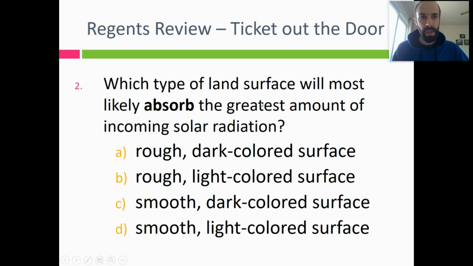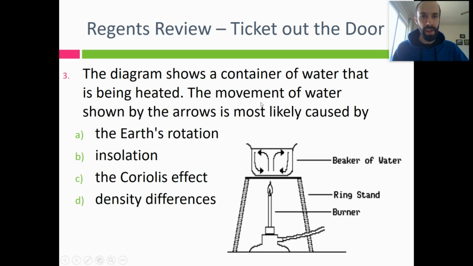And number 3, the diagram here shows a container of water being heated by the Bunsen burner. What is going on inside of this beaker? Why are the water molecules moving? Obviously, this is called convection, but what is convection caused by? So that's number 3. Pretty simple. All right, and that's it.